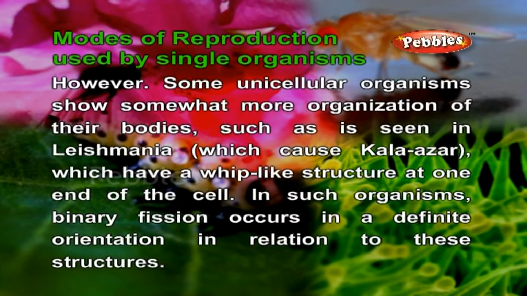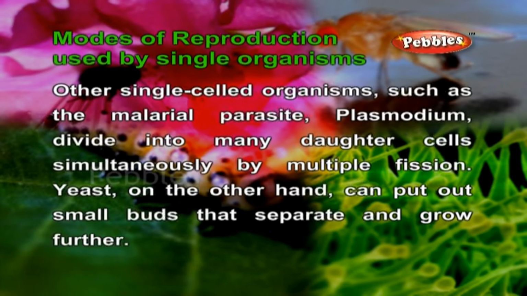However, some unicellular organisms show somewhat more organization of their bodies, such as is seen in Leishmania, which cause kala azar, which have a whip-like structure at one end of the cell. In such organisms, binary fission occurs in a definite orientation in relation to these structures. Other single-celled organisms, such as the malarial parasite Plasmodium, divide into many daughter cells simultaneously by multiple fission. Yeast, on the other hand, can put out small buds that separate and grow further.